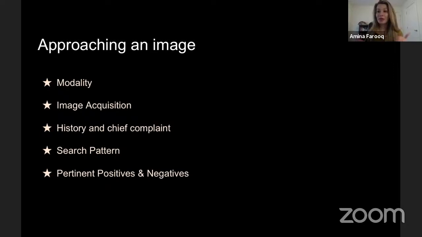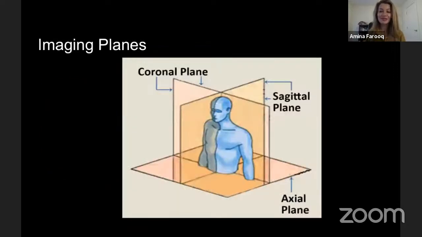And then going down my search pattern, how am I going to look at each image? And we'll go through some examples later of this. And then talking about pertinent positives and negatives. Does this patient have a large heart? Do they have a normal sized heart? Are there any findings or abnormalities on their bones, on their liver? And like I said, again, we'll go through some examples of this in a bit.